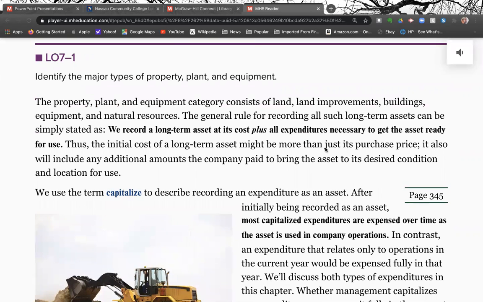So it's more than just the purchase price. It includes any additional amounts necessary to bring the asset to you and in the condition that's necessary for you to use it. Now, most of the time you buy the thing, you take it out of the box and you use it. But there are times when it's more complicated than that.